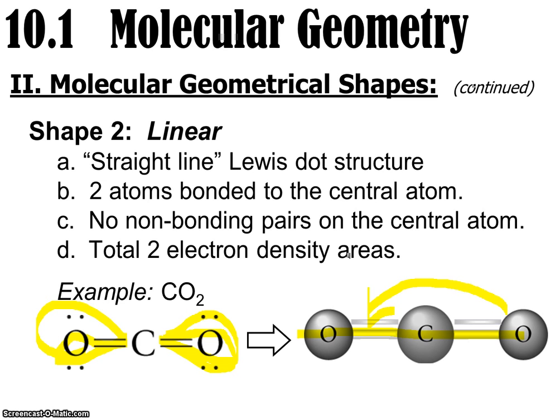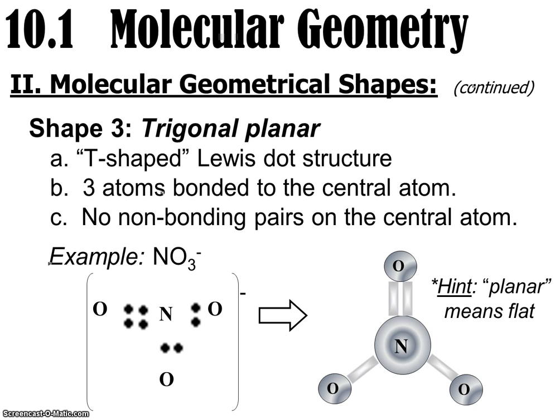So a linear molecule will only be made when the central atom has no non-bonding pairs. You can also have a molecule with no non-bonding pairs that makes a flat triangle. It will be flat on a paper just like the linear shape was, and it'll be flat because again there are no non-bonding pairs. So in this case you would have, for example, NO3 nitrate.